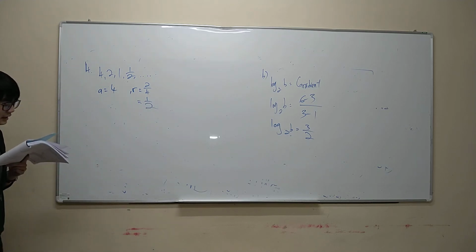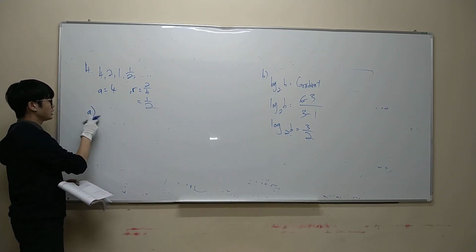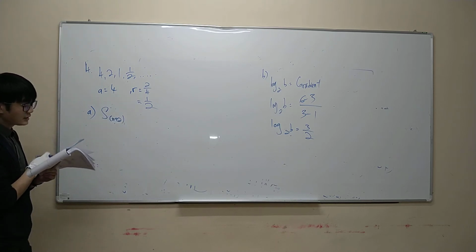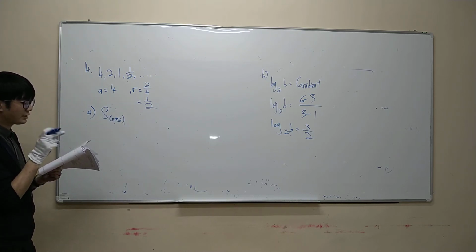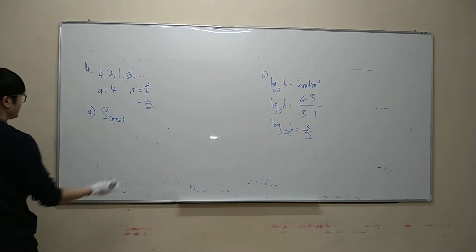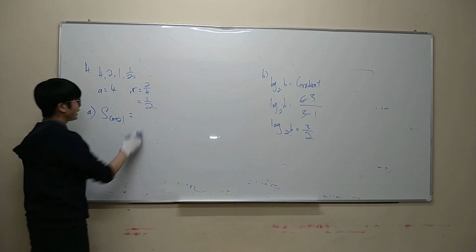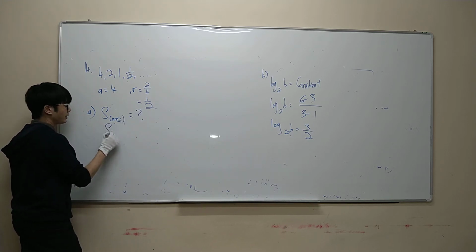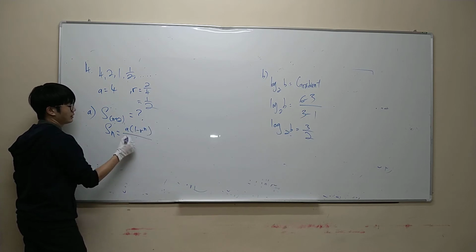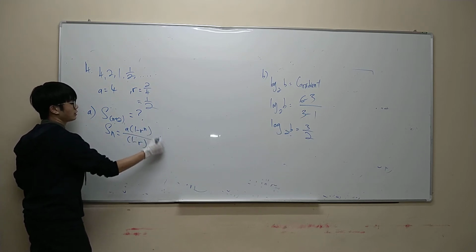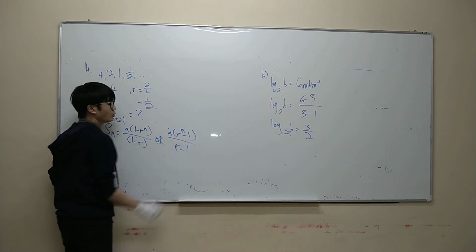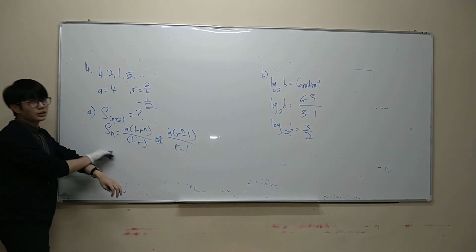Okay, A. Find the sum of the first n plus 2 terms. It means S n plus 2. Find the sum of the first n plus 2 terms of the geometric progression in terms of n. That's the question. So how to find it? You need to know the formula for Sn. What is the formula for Sn? a(1 minus r power n) over 1 minus r, or a(r power n minus 1) over r minus 1. Why are there two versions of the formula?